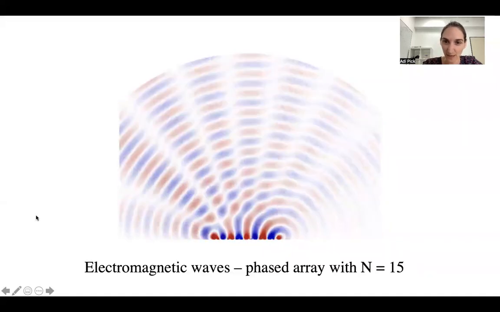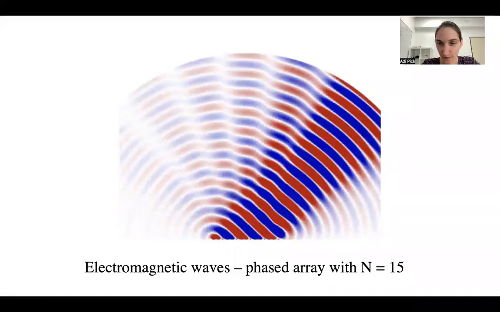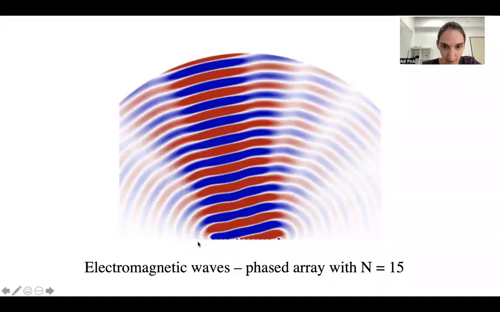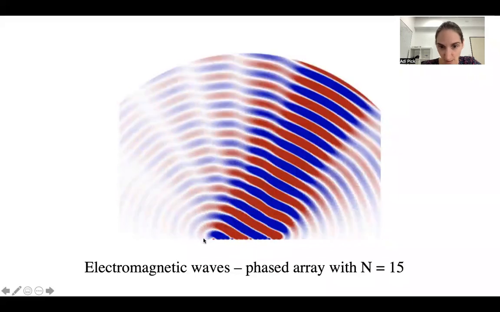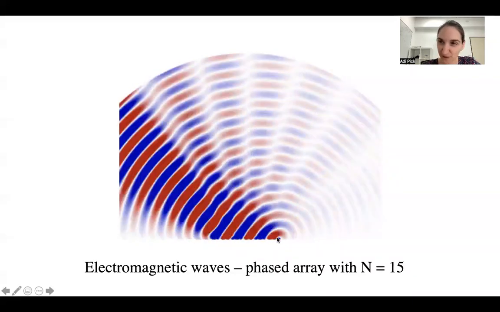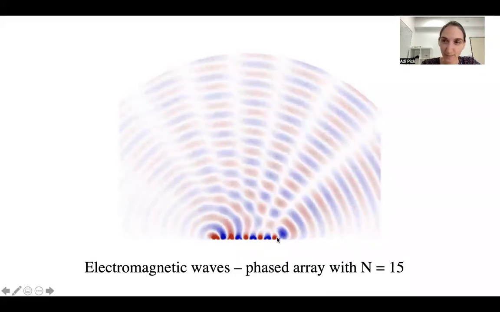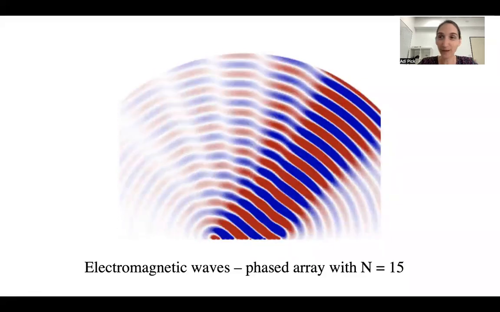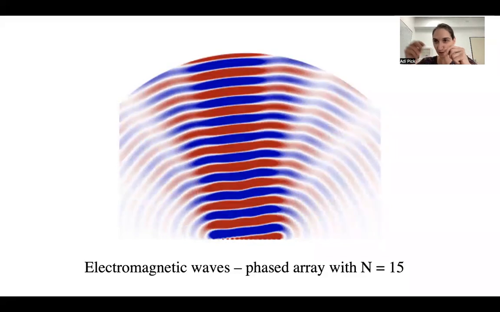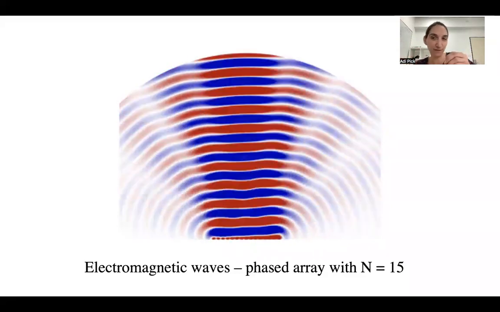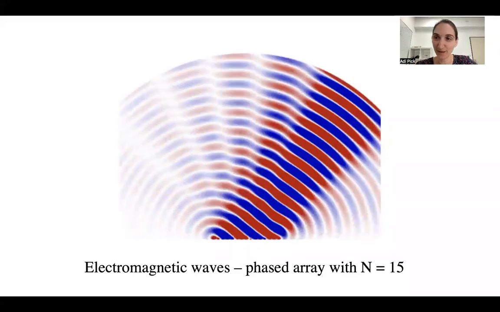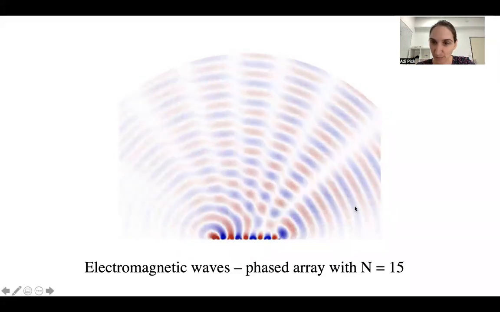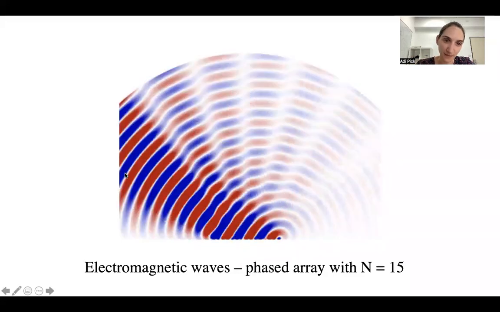So this is a simulation of Maxwell's equations. And what we have here along this line is a phased array, a line array of 15 point sources. By changing the relative phase between these sources, so each source emits with a progressive phase, and I'll show you the math soon, but by varying this phase, we can vary the direction of maximum intensity of this beam.